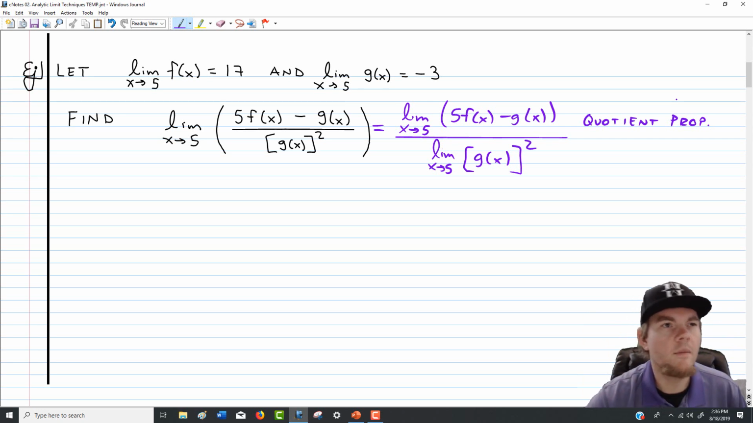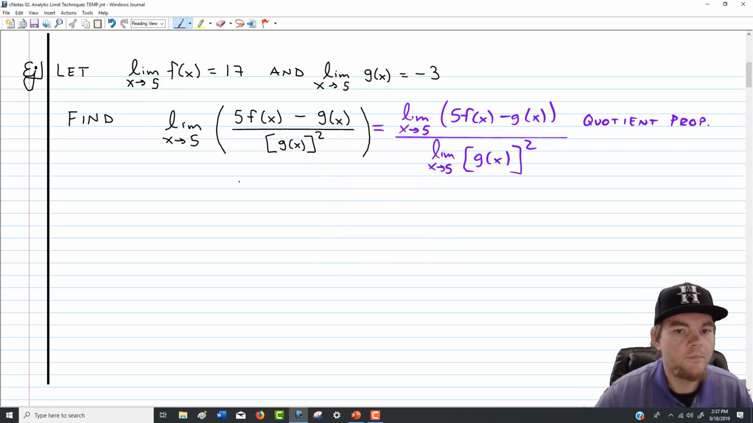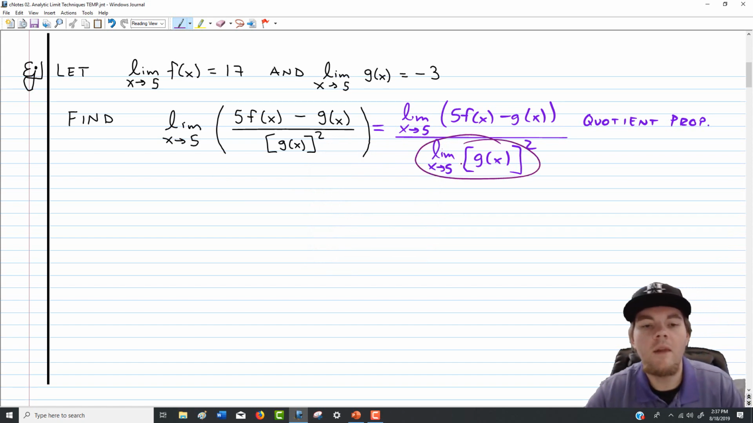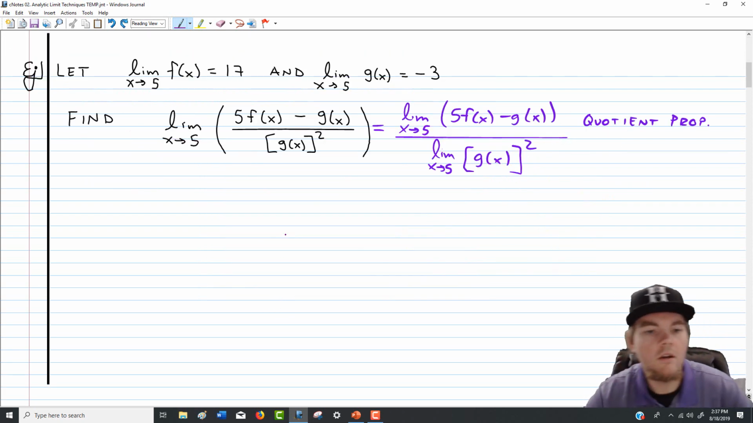What is that? It's like saying that the limit of a quotient is equal to the quotient of the limits. From there, and again, I'll change color every single time. It's fun changing colors. From there, I see a couple different things. First, in the denominator, I see that we have a function to a power. And we have the power property right there in our list.